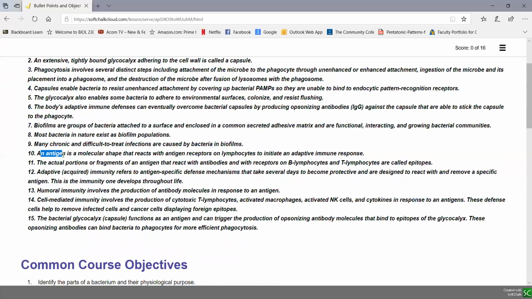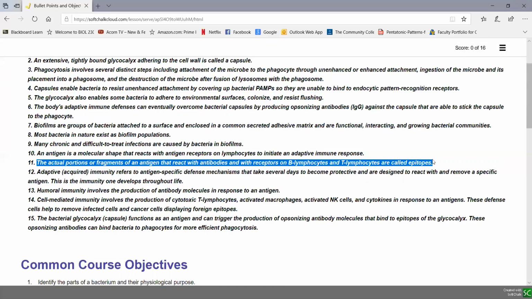An antigen is a molecular shape that reacts with antigen receptors on lymphocytes to initiate an adaptive immune response. The actual portion or fragment of an antigen that reacts with antibodies and with receptors on B lymphocytes and T lymphocytes are called epitopes.